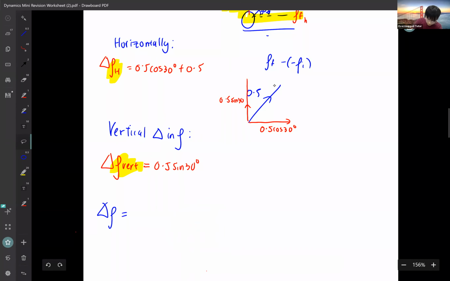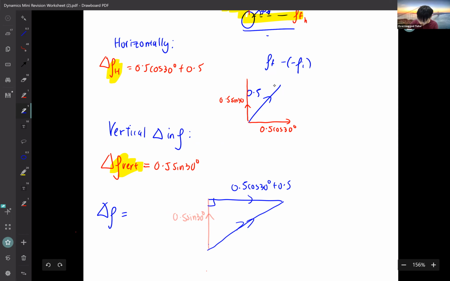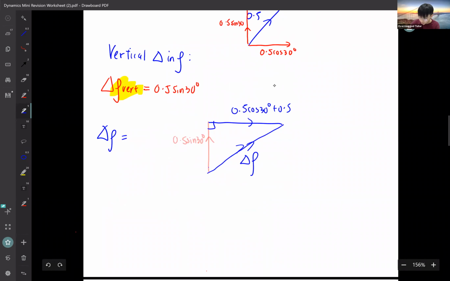Oh, sorry, this one is vertical. Give me a sec. You're adding this now: 0.5 sine 30. That's the vertical change in momentum. Then this was 0.5 cos 30 plus 0.5. So if you add up the two of them, you end up getting the overall change in momentum. So if you do this, then you press it in the calculator.